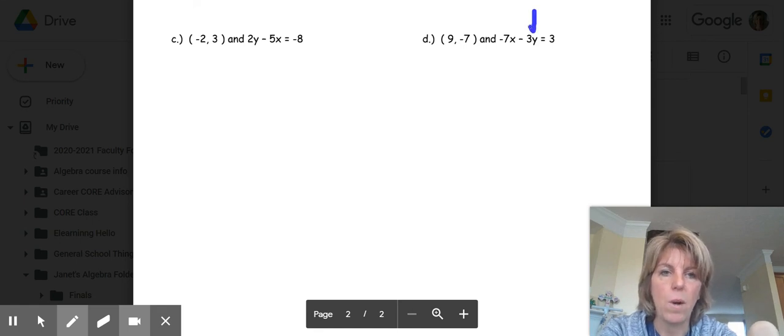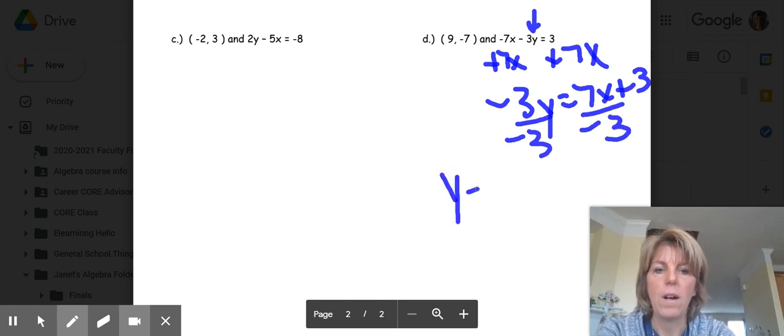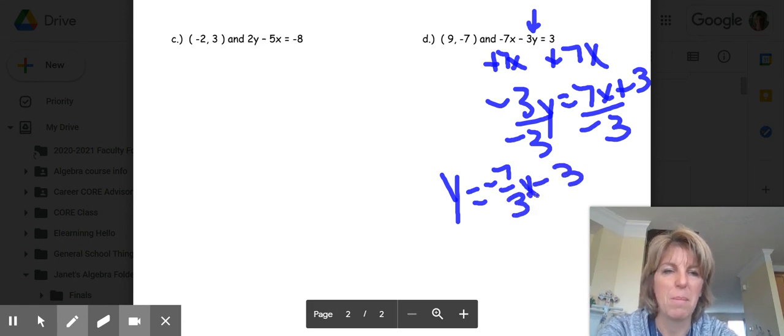All right, let's solve for y. So we're going to add 7x to both sides. Gives us negative 3y equals 7x plus 3. Divide both sides by negative 3. We get y equals negative 7/3 minus 3. Oops, forgot my x. I'm going to put my x in there. Negative 7/3 x minus 3.